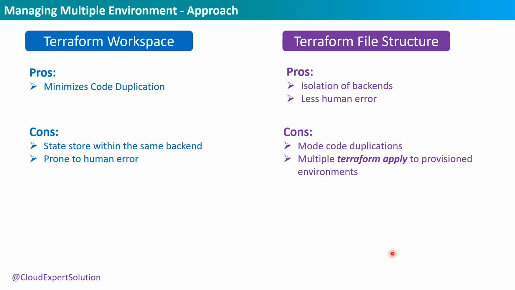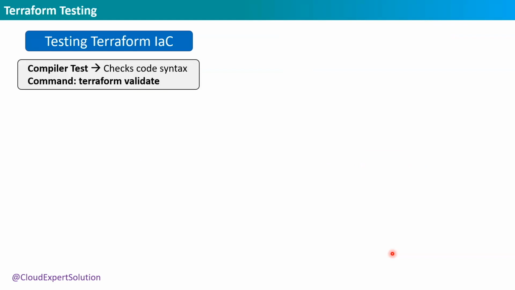Now, let's review the testing aspects of Terraform. What are the different types of testing that you can perform in Terraform? First, compiler testing. Compiler testing is nothing but it checks code syntax and you can use the command Terraform validate. Terraform validate will see all those syntaxes and it will give you an error report.